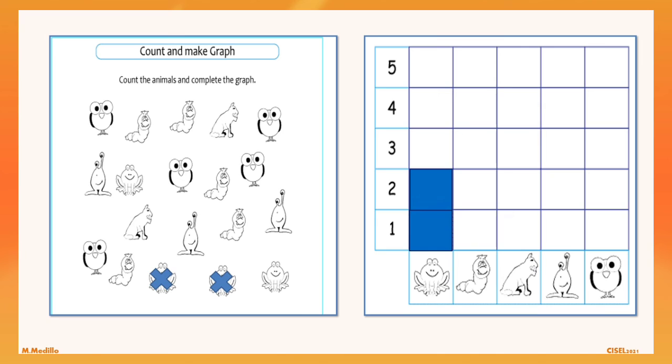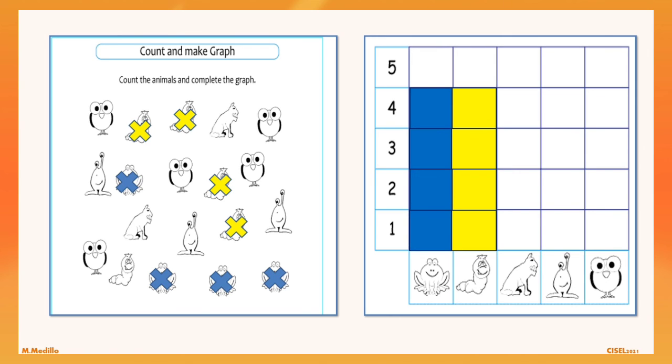2, 3, and 4. Then, let us count how many worms are in the picture. 1, 2, 3, 4, and 5. There are 5 worms. Next is the cat. 1, 2. Only 2 cats are there.